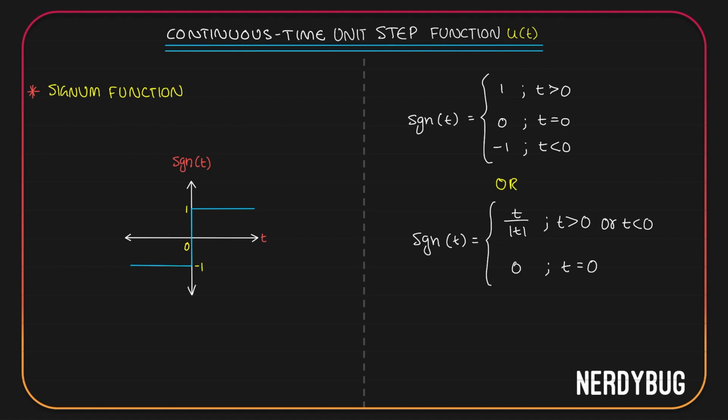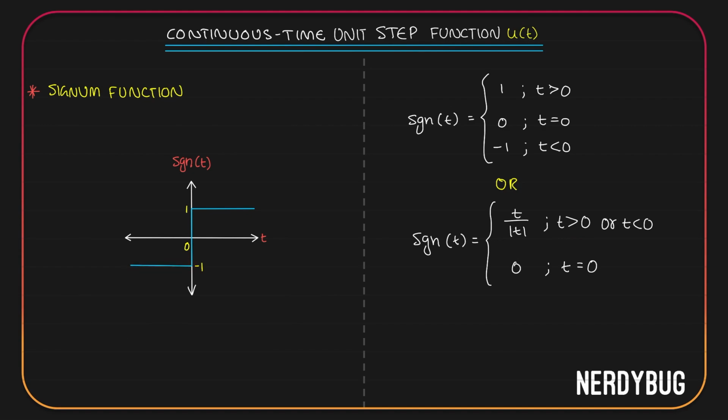Let's verify this. I am taking a value that is greater than 0. I will take 2. Then t divided by mod t will be 2 divided by mod of 2. I get 1. Rightfully so. For a value that is greater than 0, I am supposed to get 1 only. Now I'll take a minus 2. T divided by mod t is minus 2 divided by mod of minus 2. That is minus 2 divided by 2. This is minus 1. Exactly what I was expecting.